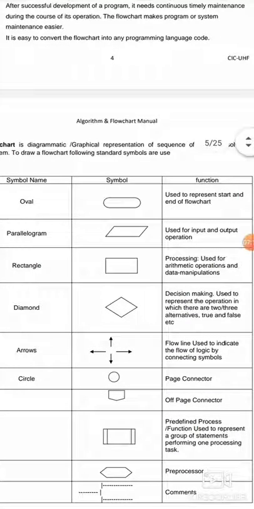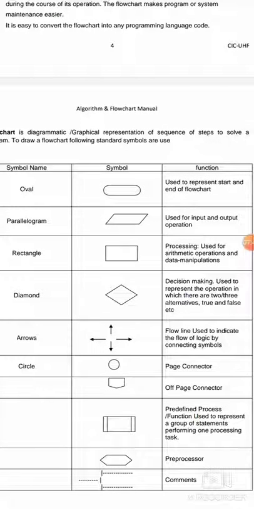Now parallelogram. It is used for putting input and also taking output of the operation. For example, when you take two values like 2 into 3, 2 is multiplied with 3. So 2 into 3 is equal to what? We know that 2 into 3 is 6. That value we have got, 6, will be taken as output.